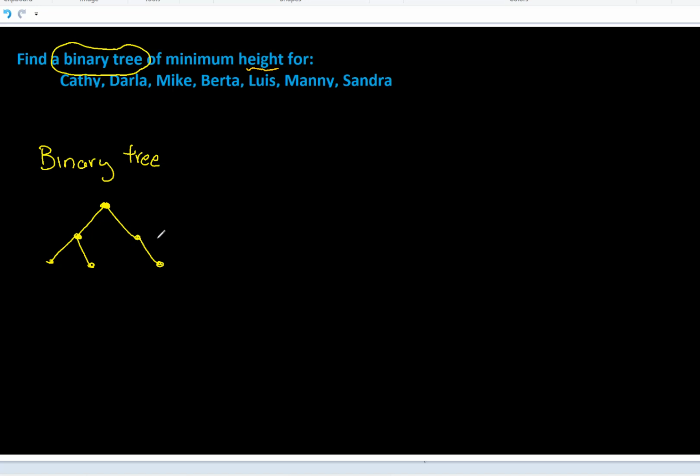And in contrast, something that's not a binary tree, so we might have a root, and then we come down here and maybe we branched off 3 times. So this would not be a binary tree because we had 3 coming off instead of at most 2.